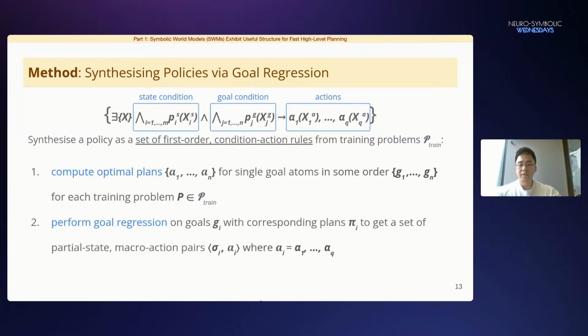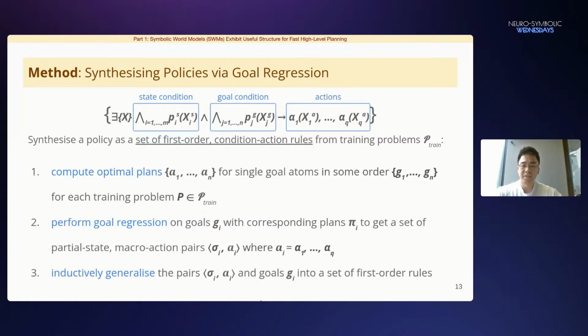And next, given these optimal plans, we can use our goal regression operator upon these goals and the corresponding plans to get a set of partial state macro action pairs. And then we inductively generalize these pairs and goals into a set of first order rules. So that's the textual description of it. I'll just step through it again visually.